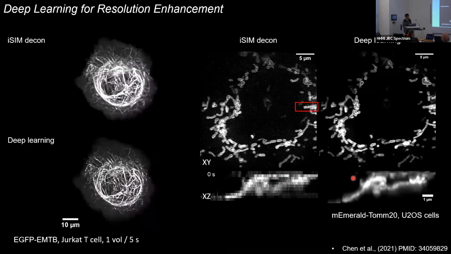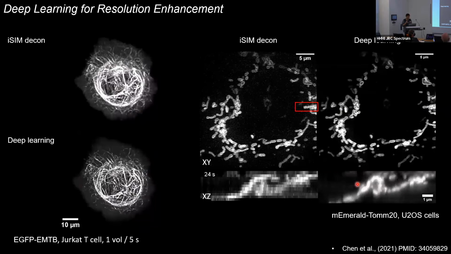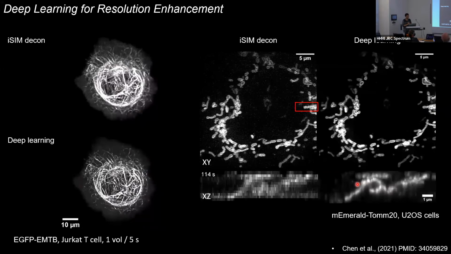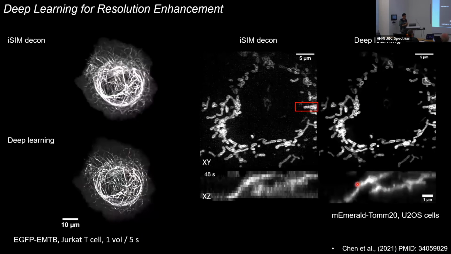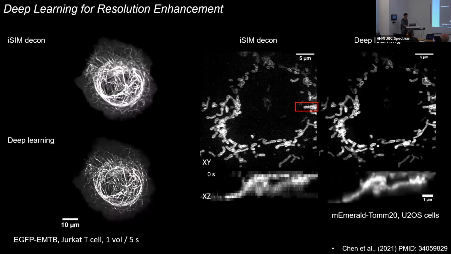But the overall resolution improvement is just okay. It's not as satisfying as what I want. So we wondered whether there is a more efficient way to improve the actual resolution of 3D SIM reconstruction data or the raw data, and even make it isotropic.